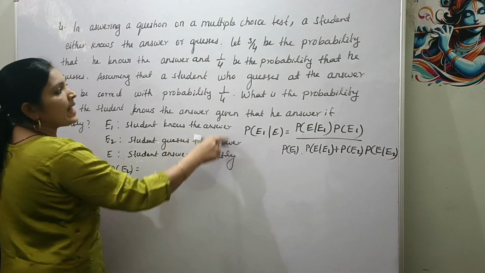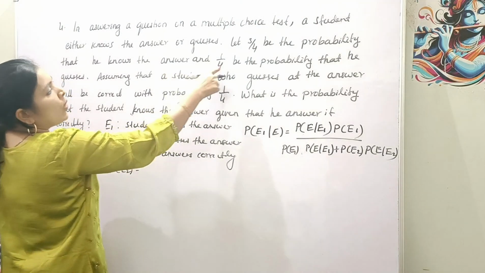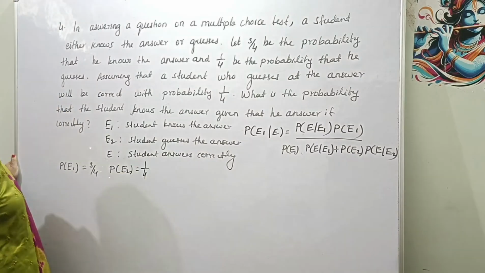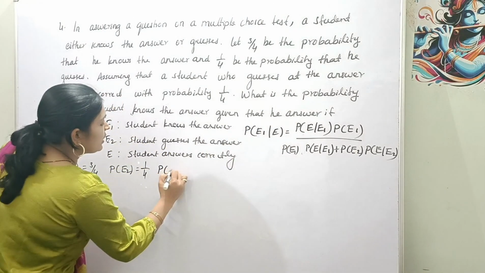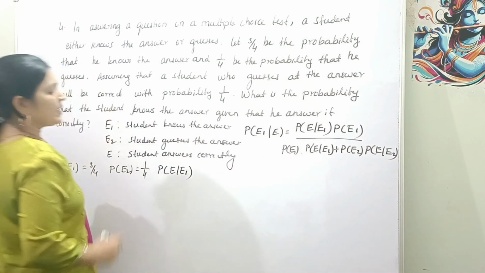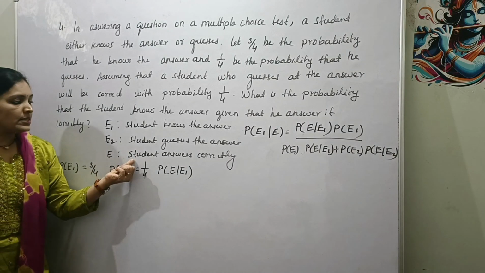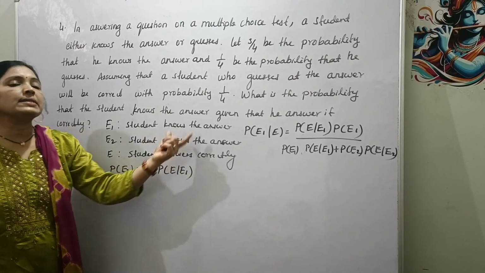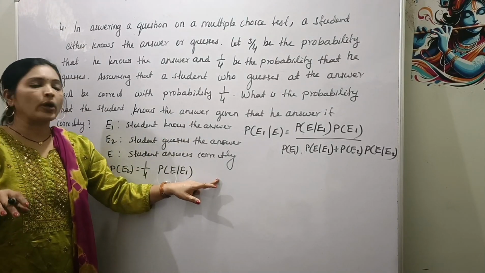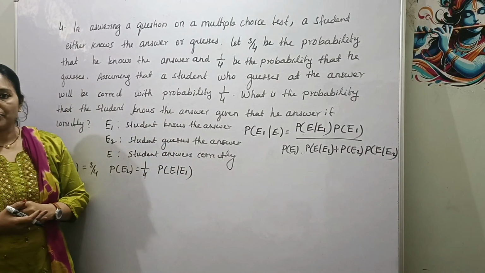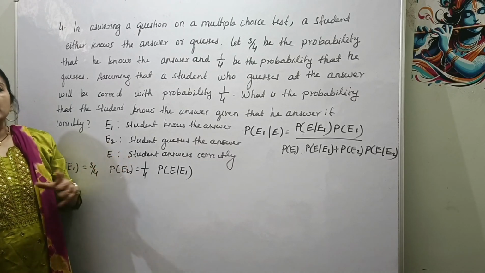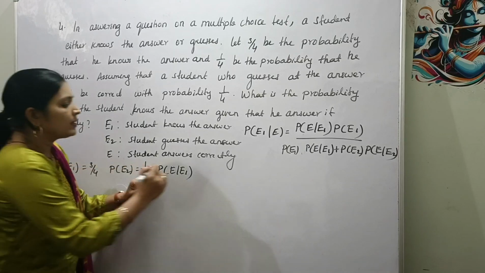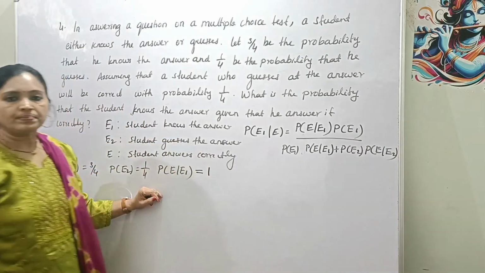The probability that the student guesses the answer is 1 by 4. Now, what is the probability of E given E1? Probability of E is the event that the student answers correctly. So it is the probability of the student answering correctly given that the student knows the answer. If the student knows the answer, all answers are correct, so the probability is 1.